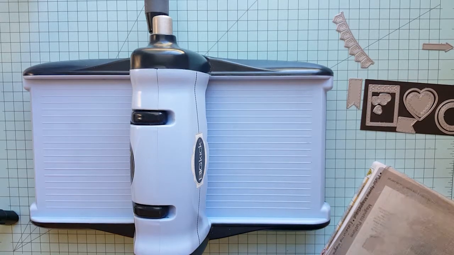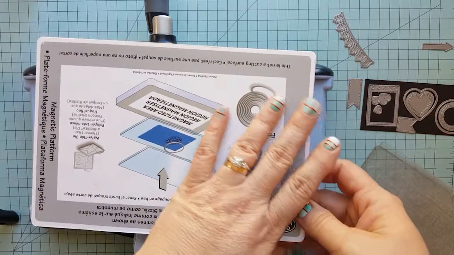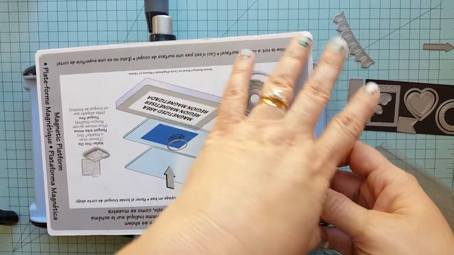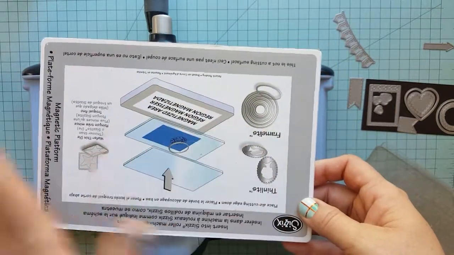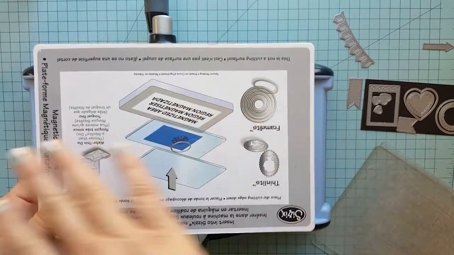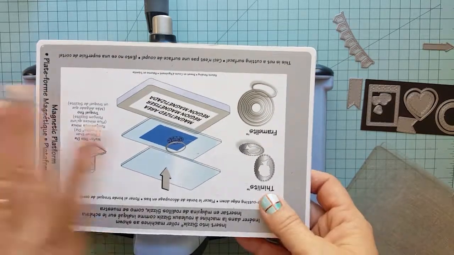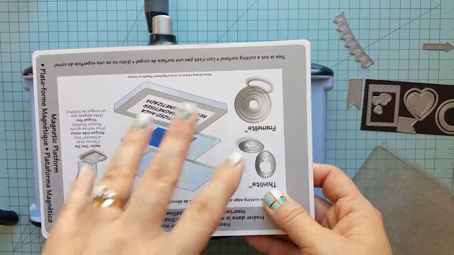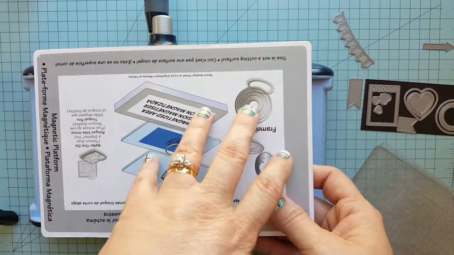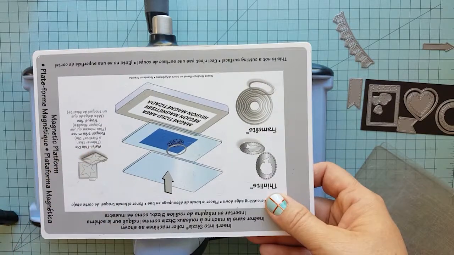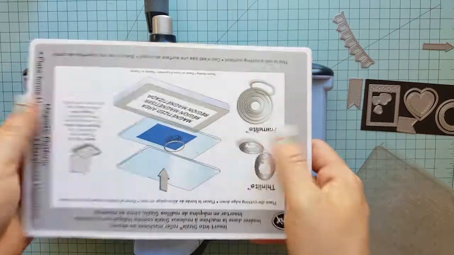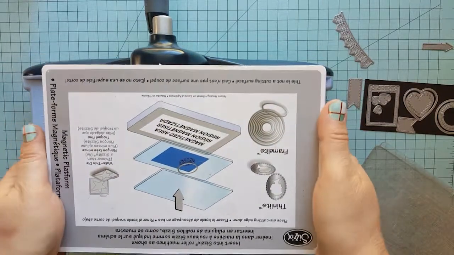When you get your machine, you're going to get a regular platform that has a tab 1 and a tab 2, and that's so that you can use different types of die cuts, and you can also use embossing folders, which I'll show you a little bit later in the video. This is a magnetic platform. You buy it separately, but for those of us who do a lot of die cutting, I highly recommend that you own a magnetic die cutting platform.